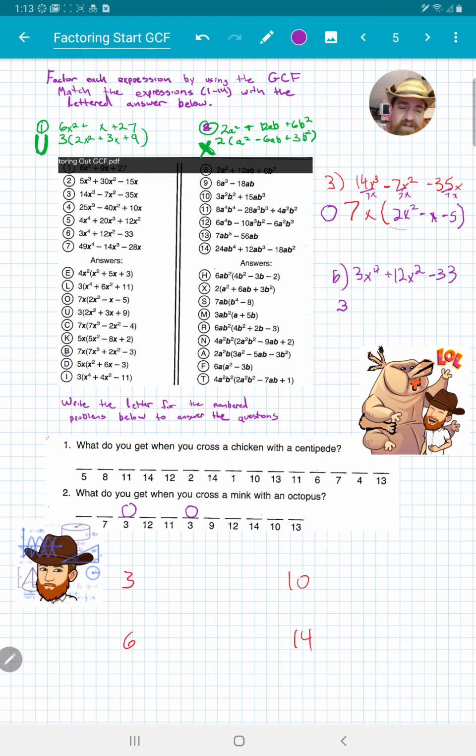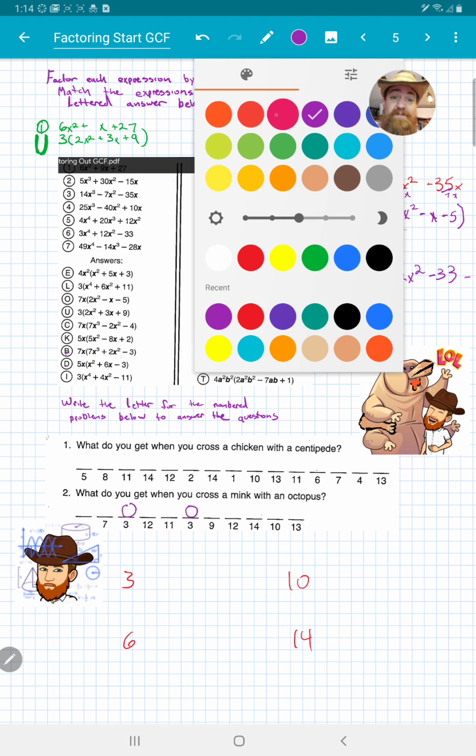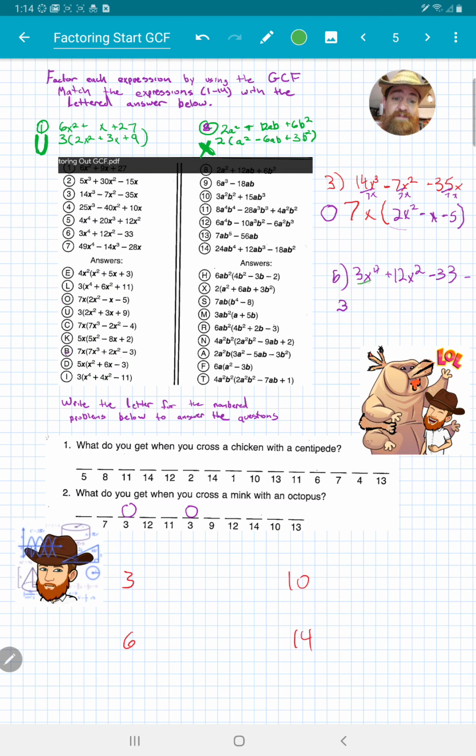And the terms don't all contain an x, so there's no variable part of this particular GCF. 33 is just a constant. So the only thing you can have as a GCF is a number, because remember, we have to be able to divide that GCF from each one of the terms. So I'm going to divide all of them by just 3, and that should give me the correct answer.